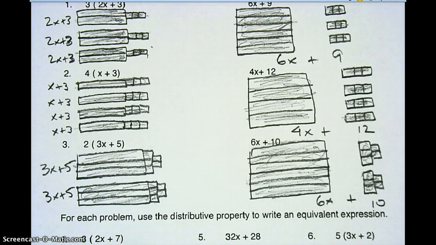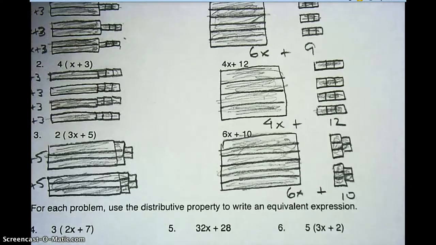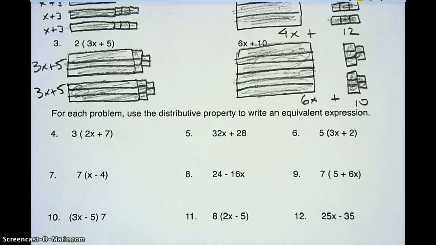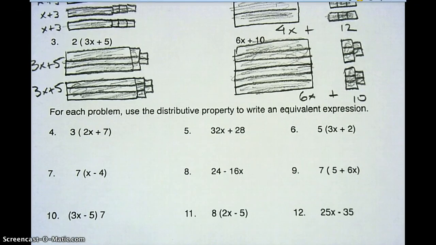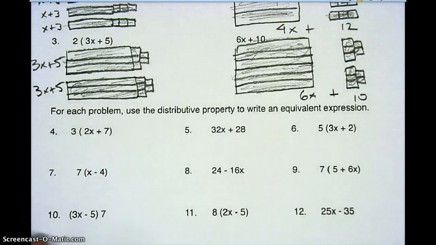On the bottom half of these problems, you're not going to actually draw the algebra tiles out. All you have to do for this is just tell me what the equivalent expression is. If the problem has parentheses, you're going to write it without parentheses. If the problem doesn't have parentheses, you're going to write it with parentheses. The operation, either addition or subtraction, always stays the same on these problems. So what I do on the first problem, what this means is I have 3 2x plus 7's, and I'm not going to draw them out.